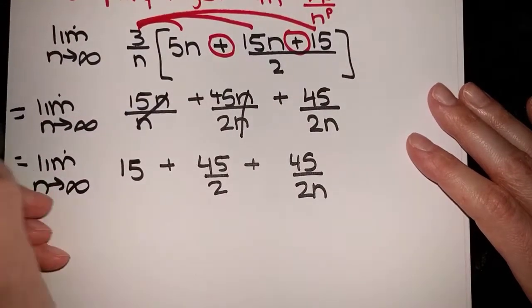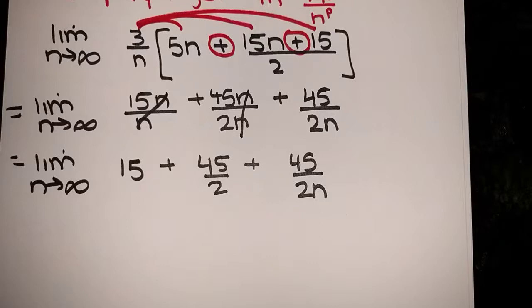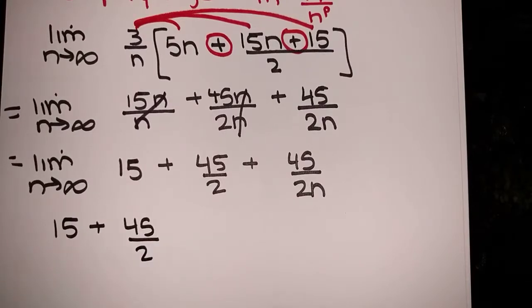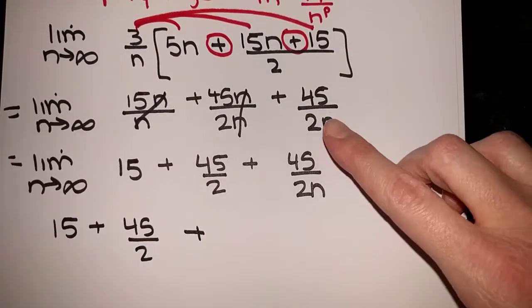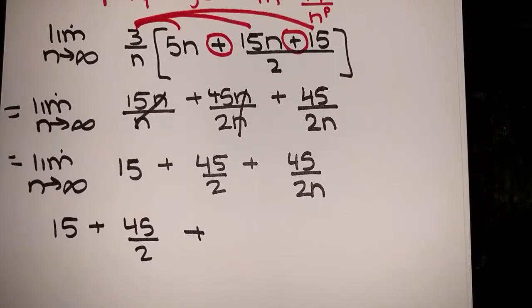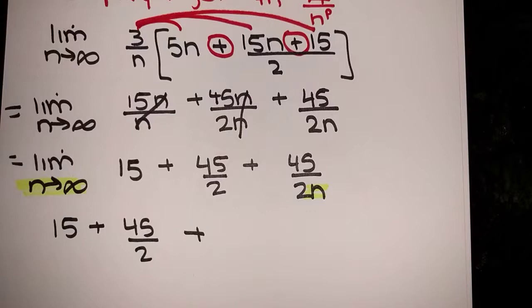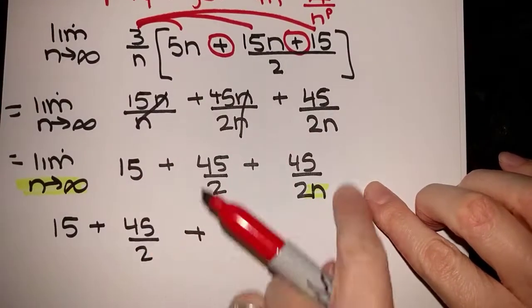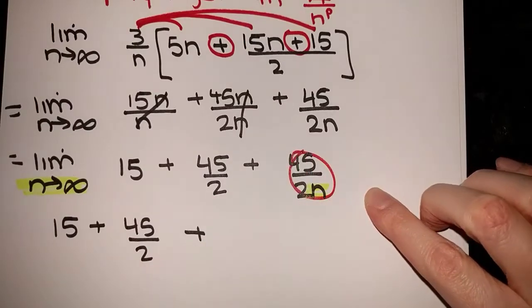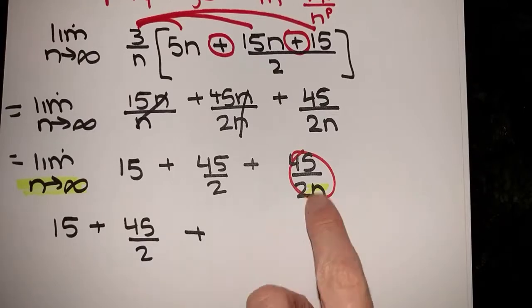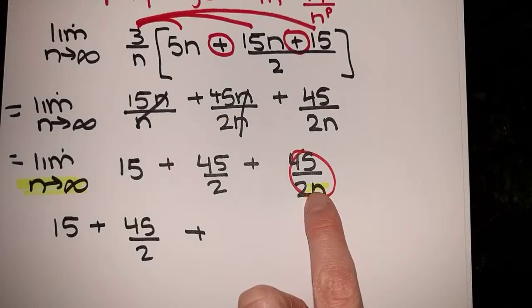All right, so evaluating this limit, and this is our last step where we actually take our limit. Our limit of 15 is just 15. Our limit of 45 over 2 is just 45 over 2. The limit of the 45 over 2n, because this n is in the denominator, when n goes to infinity, n is going to blow up, but this whole thing is going to go to 0. So because the denominator blows up, we will see that the whole last term here is going to go to 0.